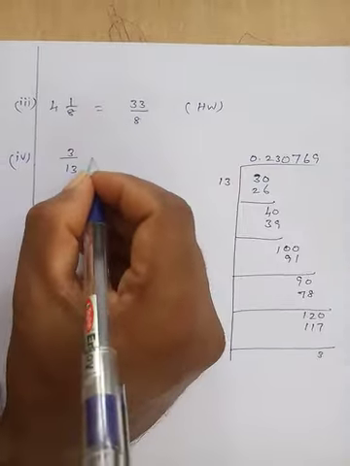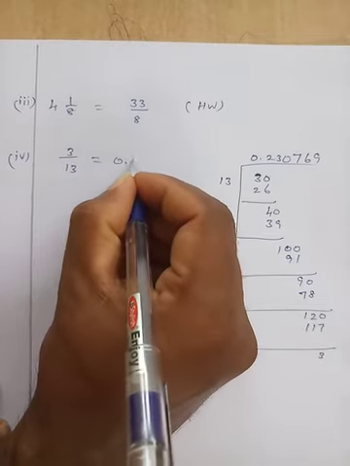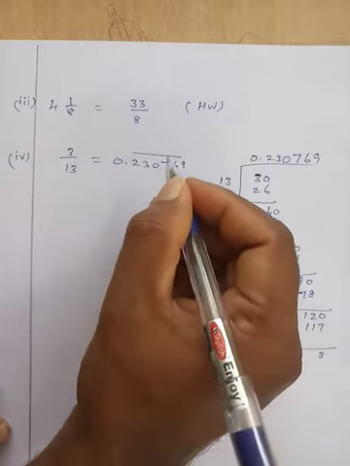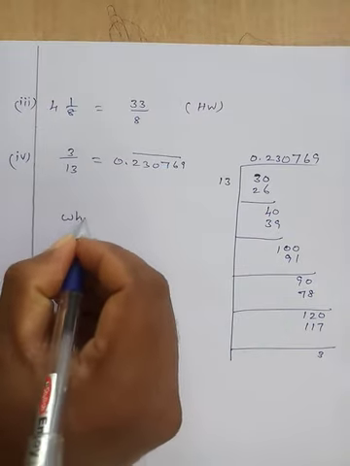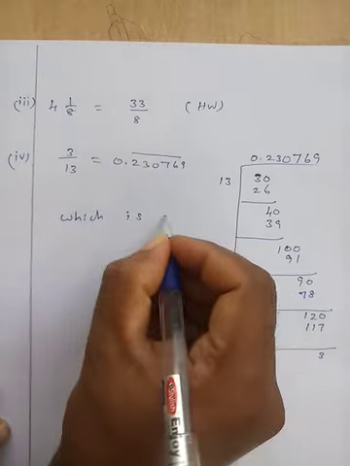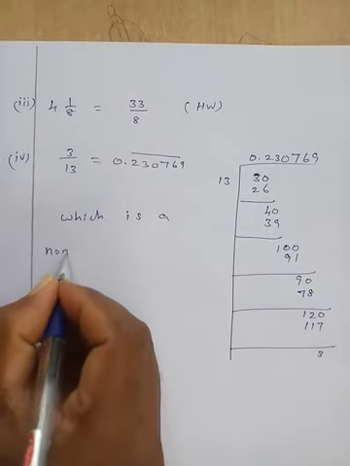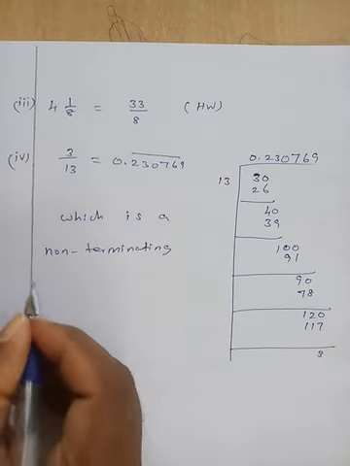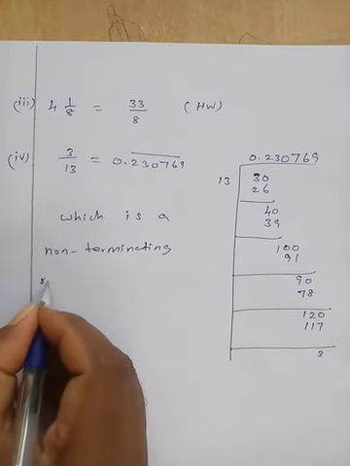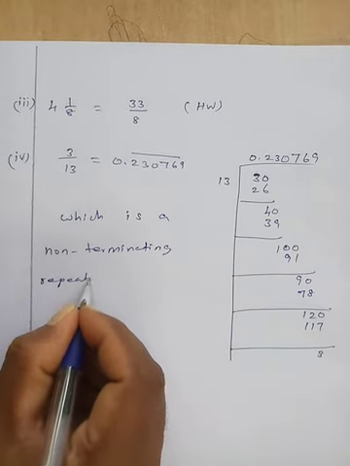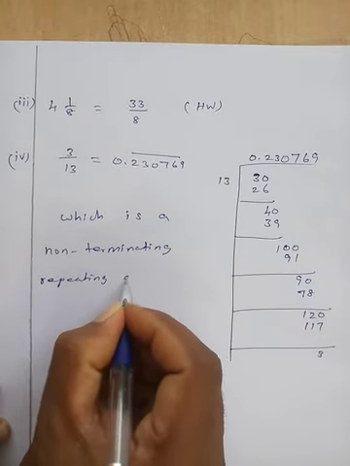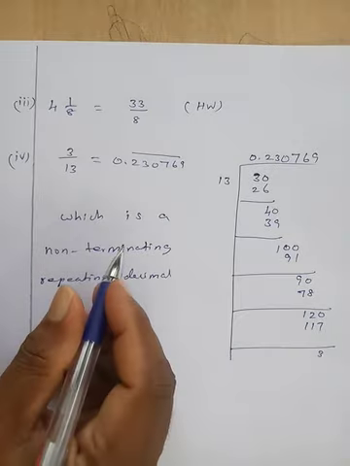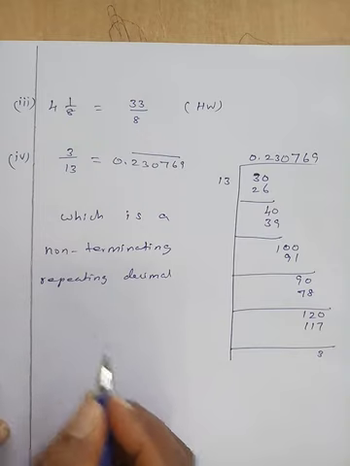So this is equal to 0.230769 bar, which is a non-terminating recurring decimal expansion.